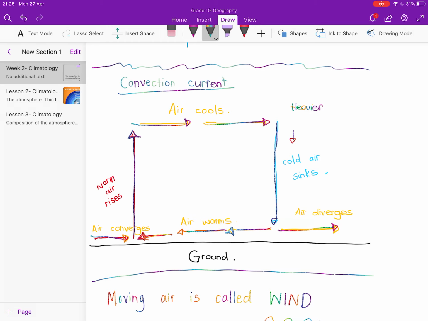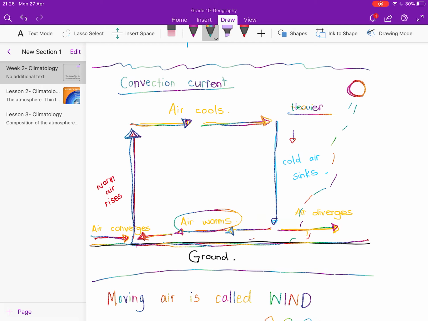So while the air is diverging over here, the air warms up again. Now the way the air warms up again is because the ground or the surface of the earth is hot from baking in the sun. So you can imagine the sun's rays shining down off the surface of the earth, warming it up. As the wind blows across the surface, the air warms up again and hot air rises. And this whole thing happens again. When it's up in the sky, condensation, clouds, precipitation, the air cools down, cold air is heavier, so it sinks again. This is called a convection current. And it is very important for you to understand this cycle.